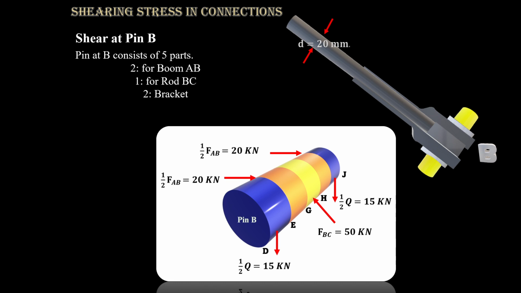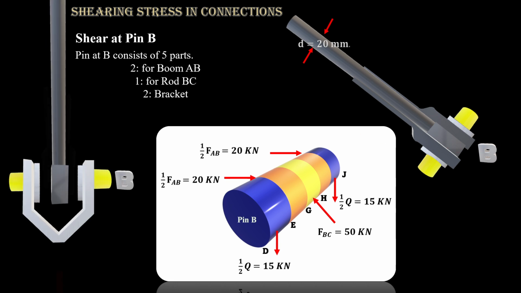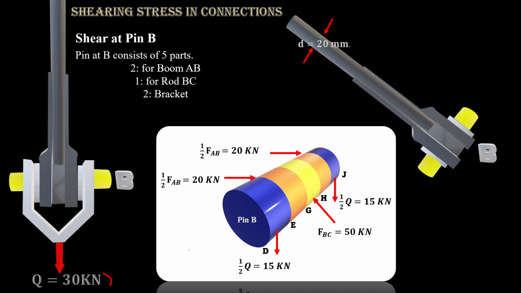Now let's jump to the pin at B, which consists of a part for boom AB, a part for rod BC, and also the bracket. So this is the pin at B, which consists of 5 parts: 2 for boom AB, 1 for rod BC, and 2 for brackets.